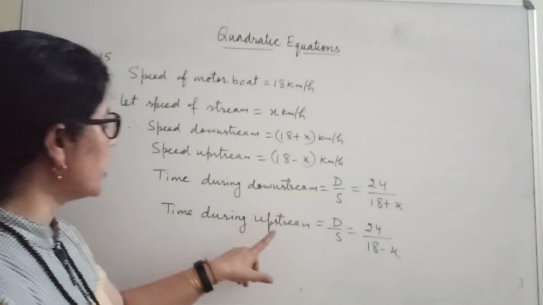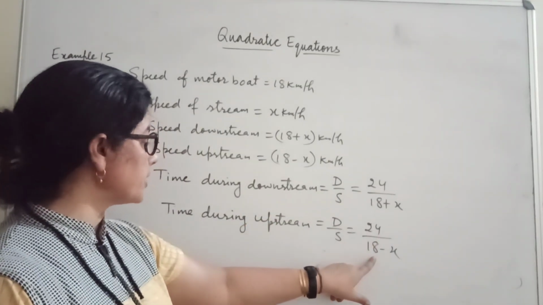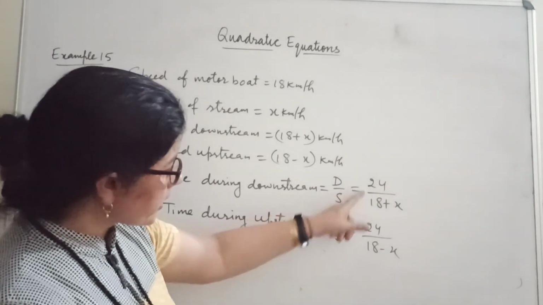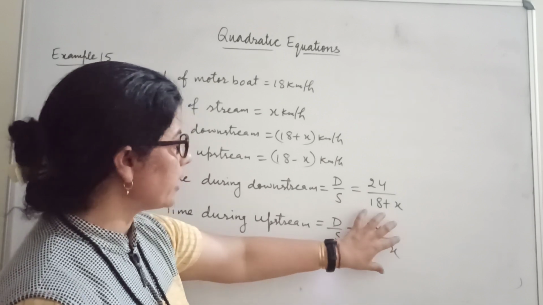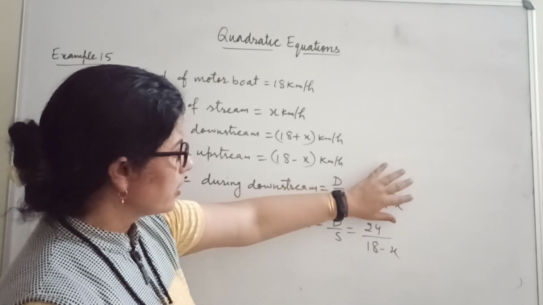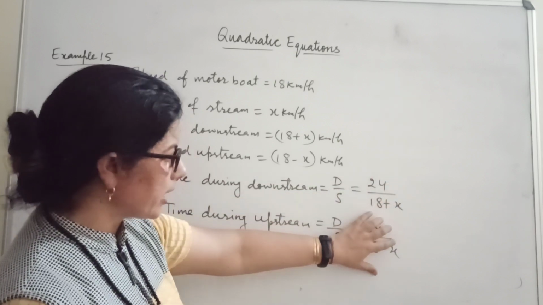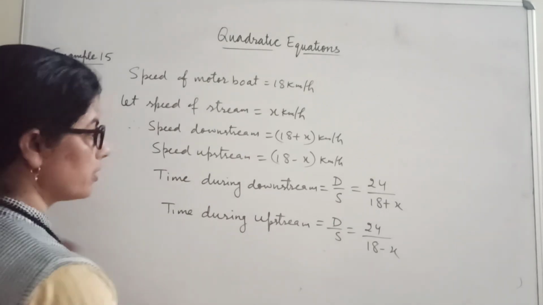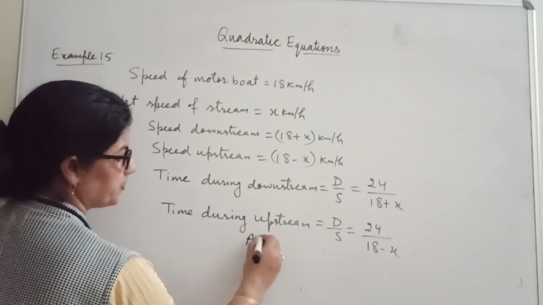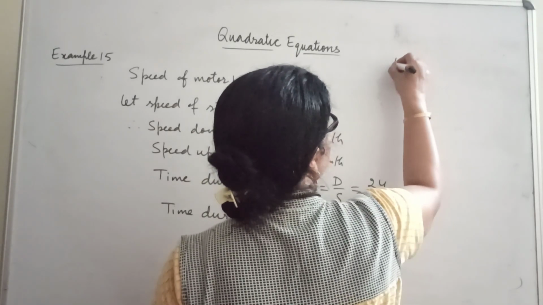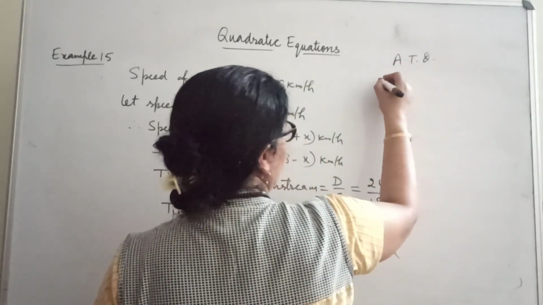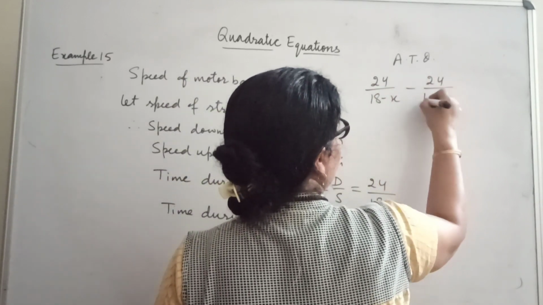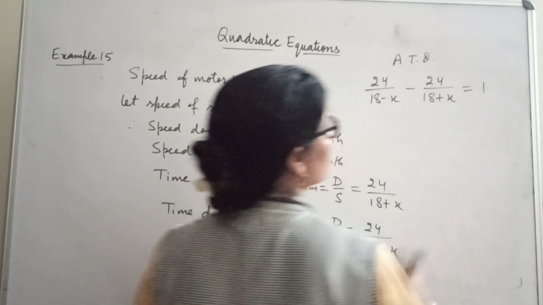So now we know how much time was consumed during the upstream direction and how much during the downstream direction. And which time is 1 hour more? Here more time was consumed. If suppose here the time taken was 4 hours, then here it was 5 hours. There is a gap of 1 hour. It is given to us according to the question. What will be according to the question? 24 by 18 minus x minus 24 by 18 plus x is equal to 1.